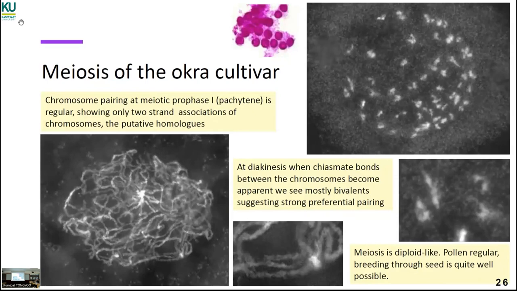And producing a new cultivar through seeds is impossible. But okra, on the other hand, is very disomic. In spite of a very large number of chromosomes, it produces very fertile and beautiful well-stained pollen grains, which demonstrate that this guy here is disomic.